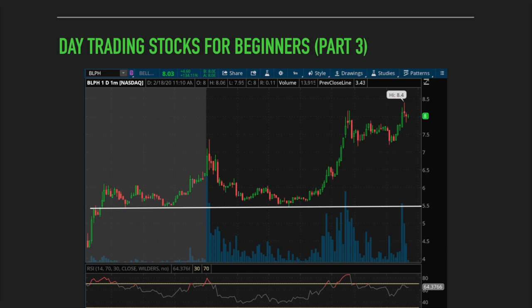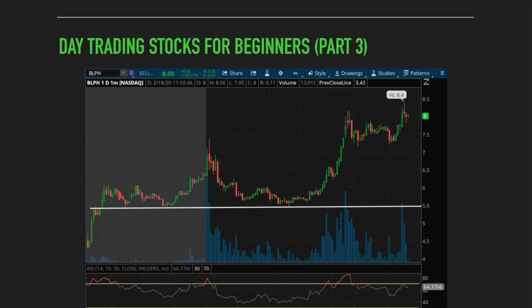And you can see that early on in pre-market, the stock seems to form a little bit of support right at about $5.50. When the market opens, the stock spikes up a bit to about $7.40 before coming back down and retesting that support at $5.50.